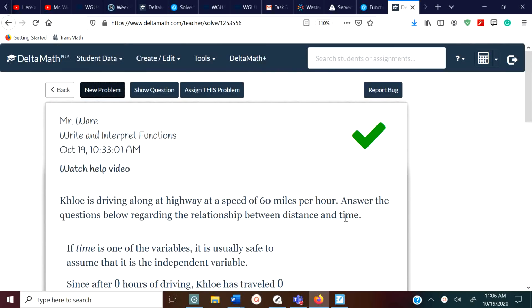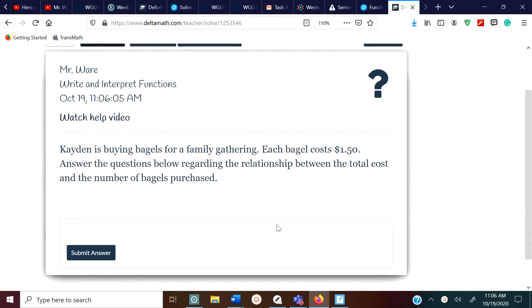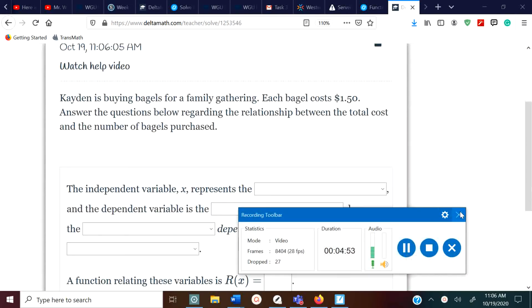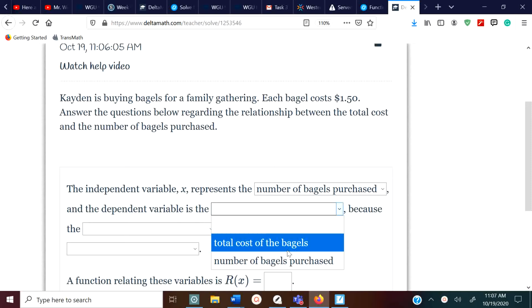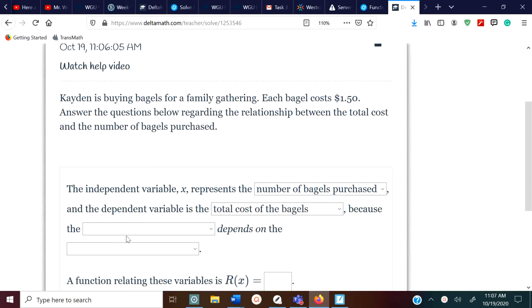Alright, let's take a look at another example. Caden is buying bagels for a family gathering. Each bagel costs $1.50. It says answer the question below regarding the relationship between the total cost and the number of bagels purchased. So the independent variable x represents what? In order to figure out the total cost, we need to know how many bagels she's buying. So the cost is dependent upon the bagels purchased. We'll put that in first. The total number of bagels represents the x, and the dependent variable is the actual cost of the bagels, because the total cost of the bagels depends on the number of bagels purchased.